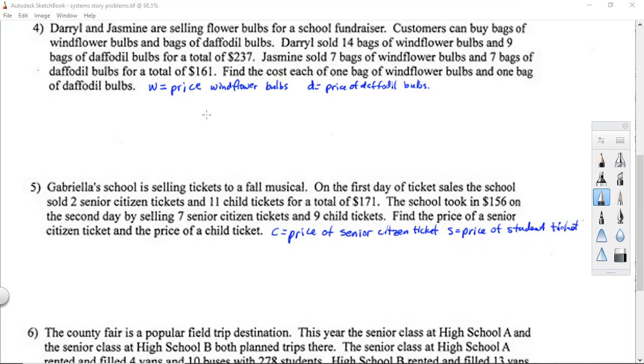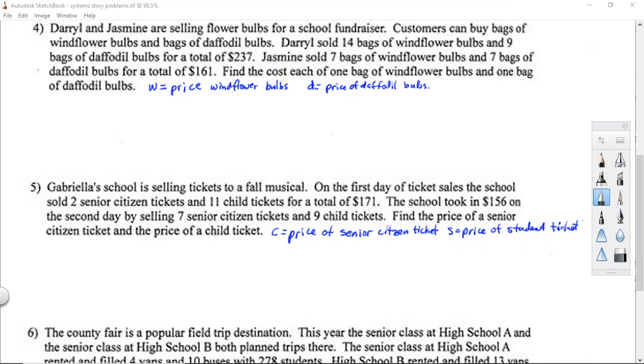So we have the two kinds, and we have enough information here to make two equations, which is good because we have two variables, so we need two equations. So if we set W equals the price of the windflower bulbs and D equals the price of daffodil bulbs, we look and see if we can make an equation out of this information about the ones that Daryl sold.